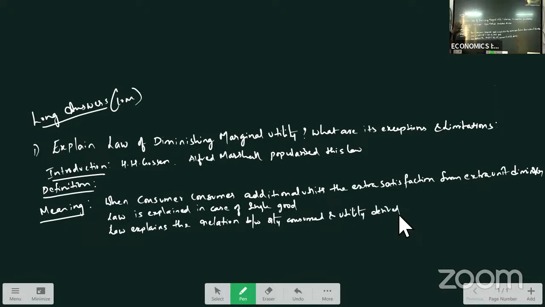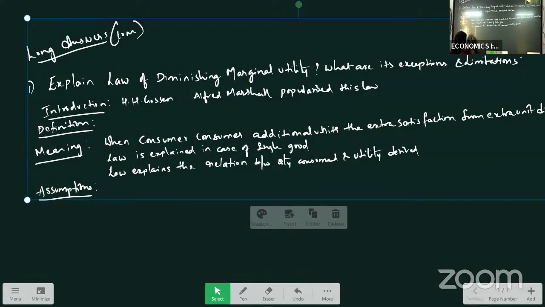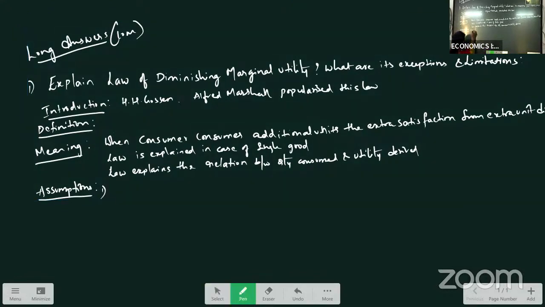Okay, so you will write in this way. First, you will write the introduction of the law, who explained this law, then the definition, the additional benefit given by Alfred Marshall. Then you will write the meaning. After the meaning, you will write the assumptions. What are the assumptions of the law of diminishing marginal utility? Any 8 points you write down, that is enough.